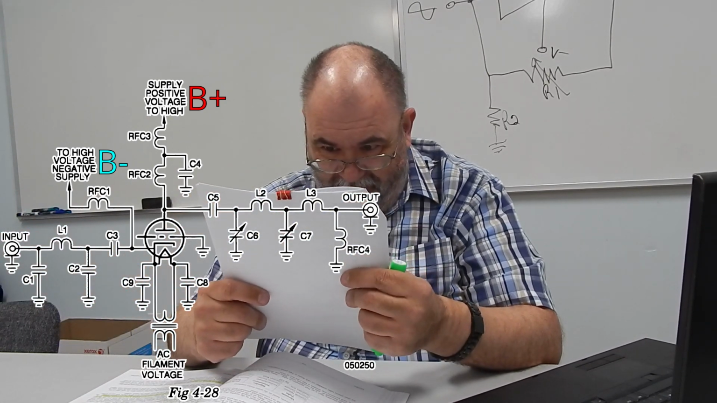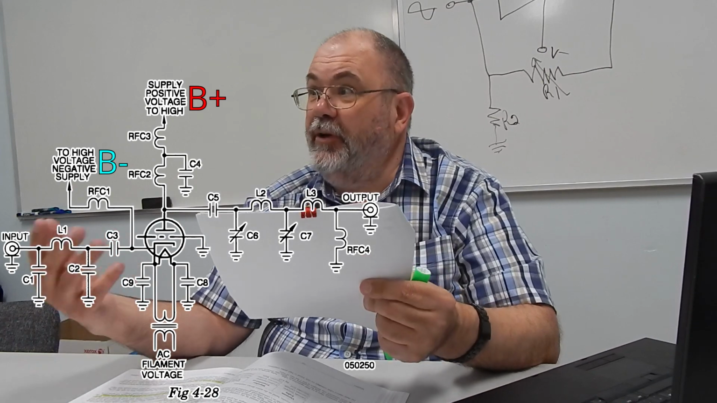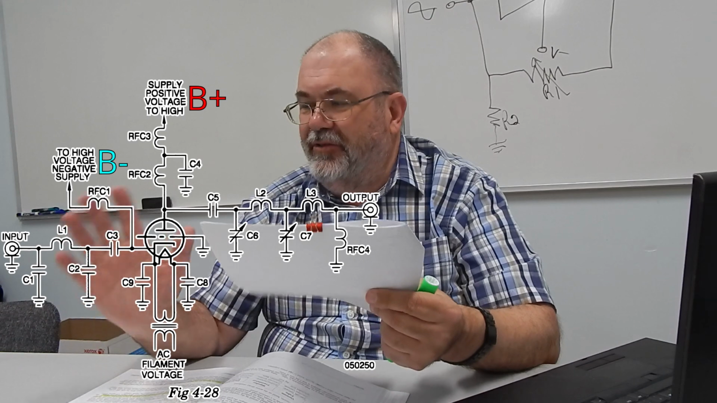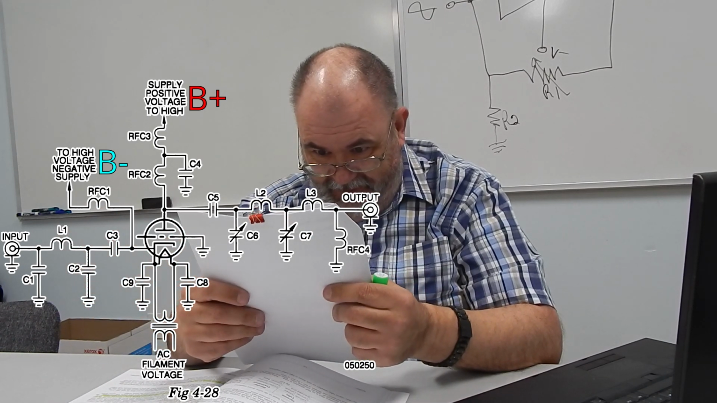So, what does neutralization in a grounded grid amplifier circuit do? Cancels the effect of positive feedback to eliminate oscillations. And by the way, these oscillations can be at almost any frequency. They may not even be in the HF band. They can be totally random. Okay.